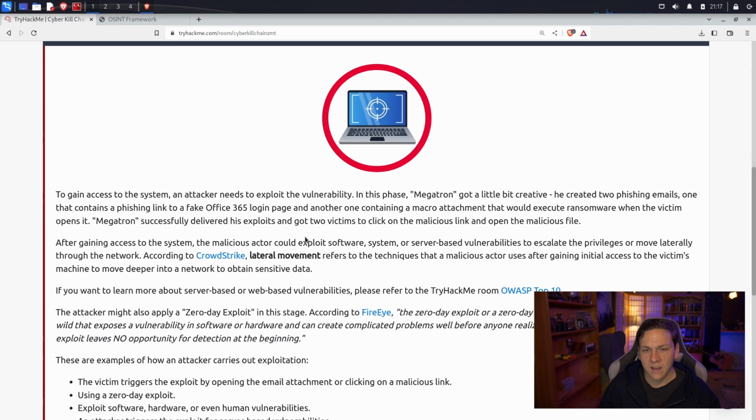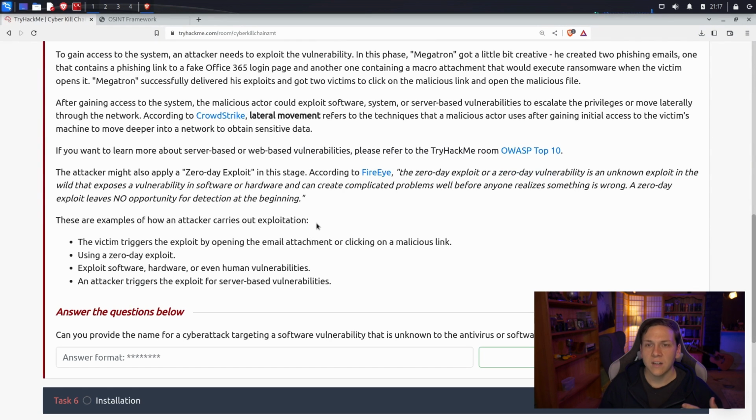After gaining access to the system, the malicious actor could exploit software, system, or server-based vulnerabilities to escalate the privileges or move laterally through the network. According to CrowdStrike, lateral movement refers to the technique that a malicious actor uses after gaining initial access to the victim's machine to move deeper into a network to obtain sensitive data. If you want to learn more about server-based or web-based vulnerabilities, please refer to the TryHackMe room OWASP Top 10.